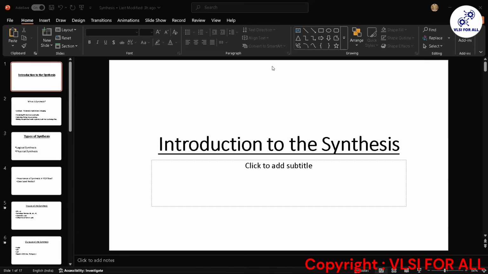And coming to the physical synthesis, the same gate level netlist you got from the logical synthesis gets mapped to the specified IC. IC is like integrated circuit. I told you the importance of synthesis in the VLSI flow, right? It bridges the gap between logical design and physical implementation. You got it, right? So now let's go to the next doubt.